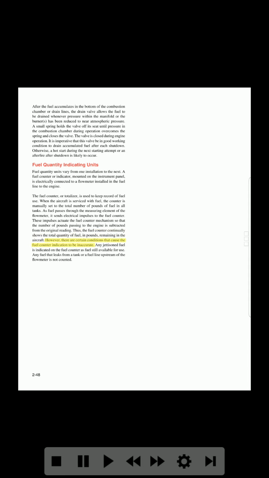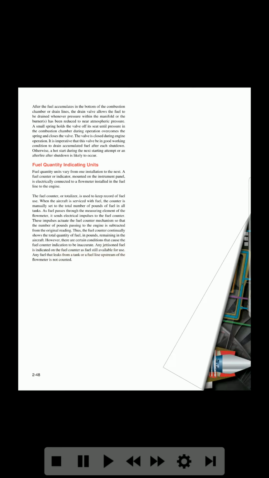However, there are certain conditions that cause the fuel counter indication to be inaccurate. Any jettisoned fuel is indicated on the fuel counter as fuel still available for use. Any fuel that leaks from a tank or a fuel line upstream of the flowmeter is not counted. 2-48. Chapter 3.